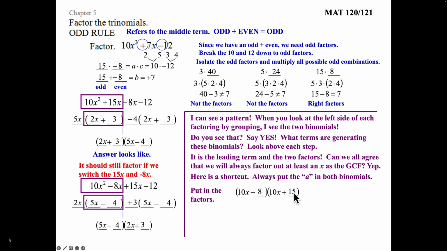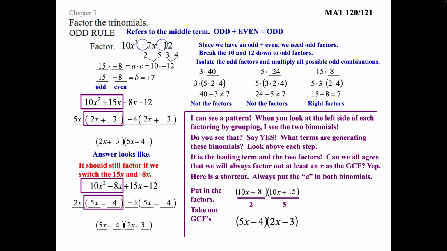This is not my answer because I have yet to take out the GCF of the 5 and the 2. So what's the GCF of my first binomial, 10x minus 8, which is the same as saying 10x squared minus 8x? We just left out the extra x. We take out the 2. That's 5x minus 4. Then I match the 10x plus the 15. We take out the GCF of 5. That gives me the 2x plus 3. And this is my factor by grouping shortcut. It works all the time.